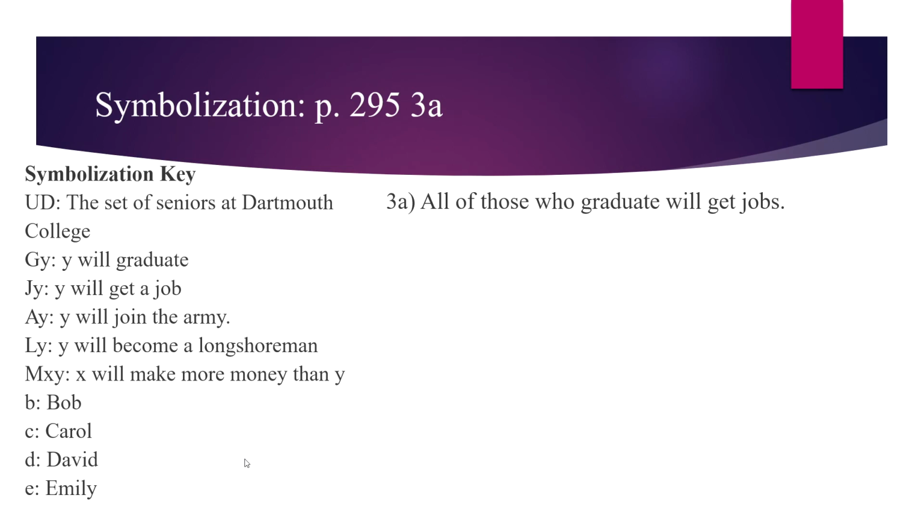Now let's look at these from 3a, right? We have a symbolization key, universe of discourse, the set of seniors at Dartmouth College, right? This is really different from the universe of discourse we had in the problems for 1 before we were using quantifiers, when the set was just Bob, Carol, David, and Emily. But other than that, our key here is the same.